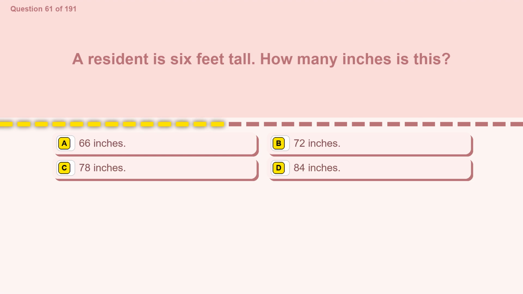Option A. 66 inches. Option B. 72 inches. Option C. 78 inches. Option D. 84 inches.